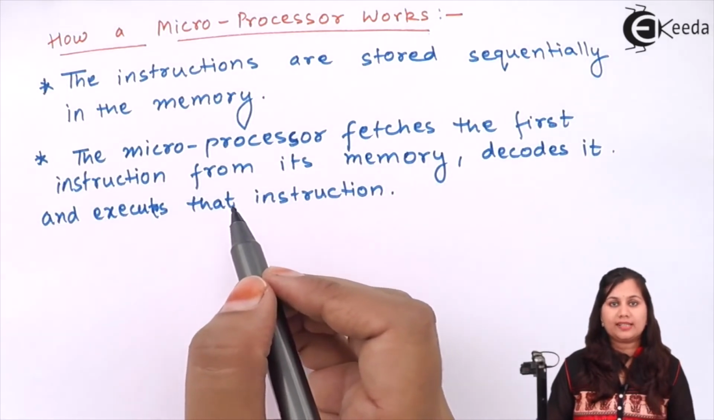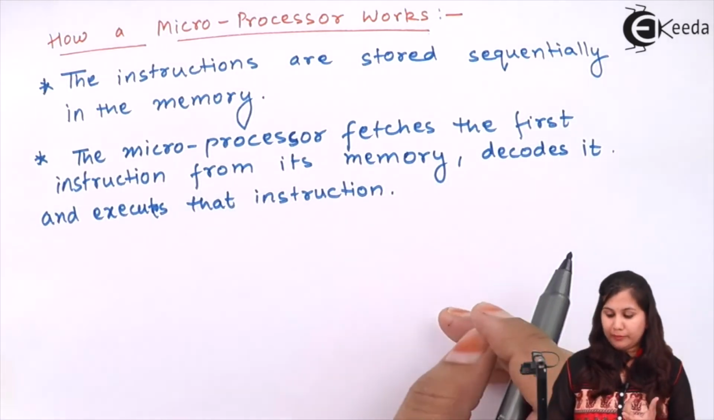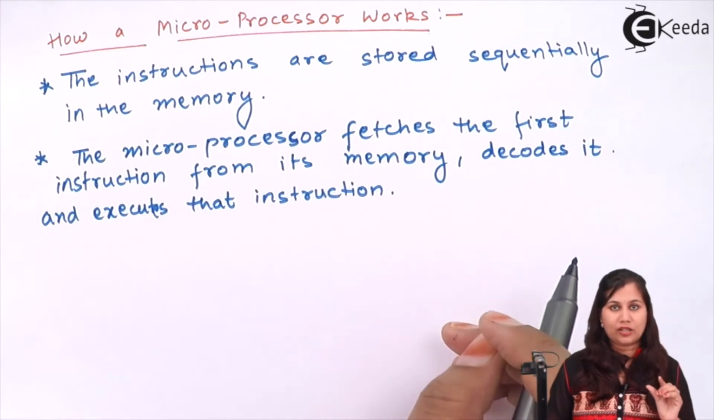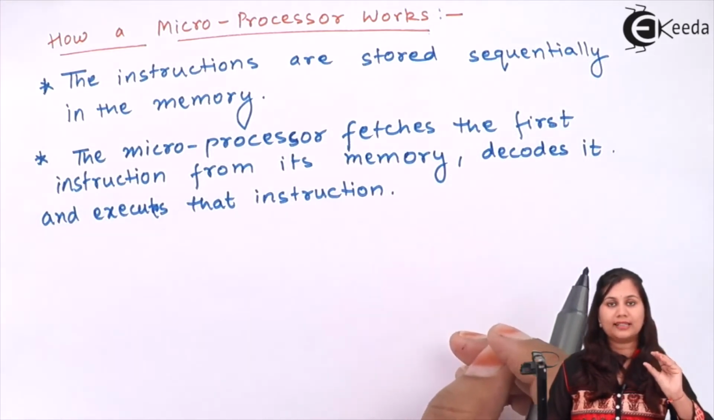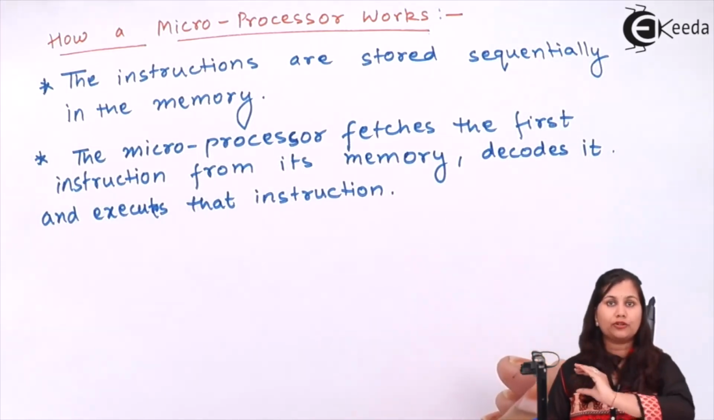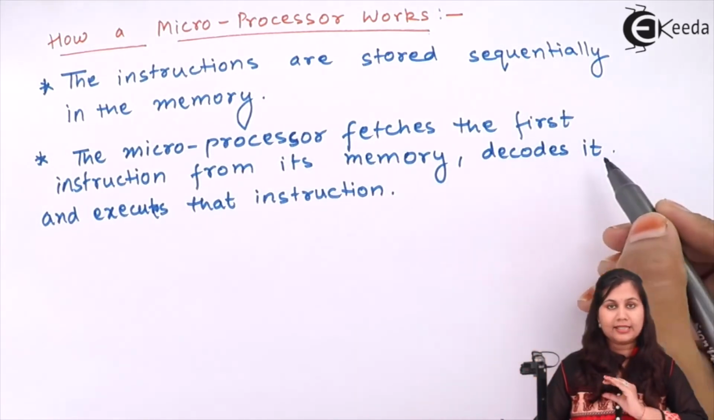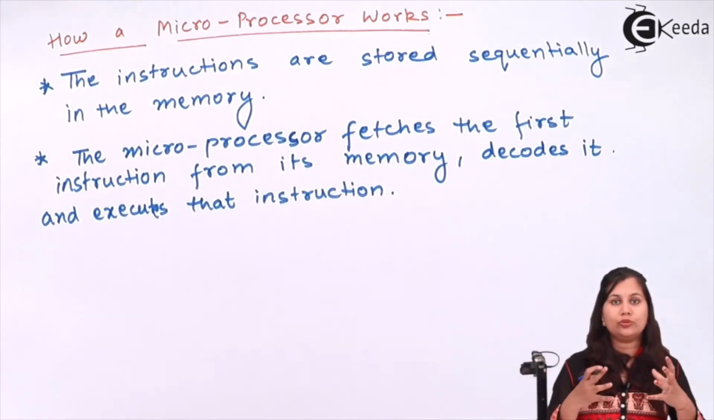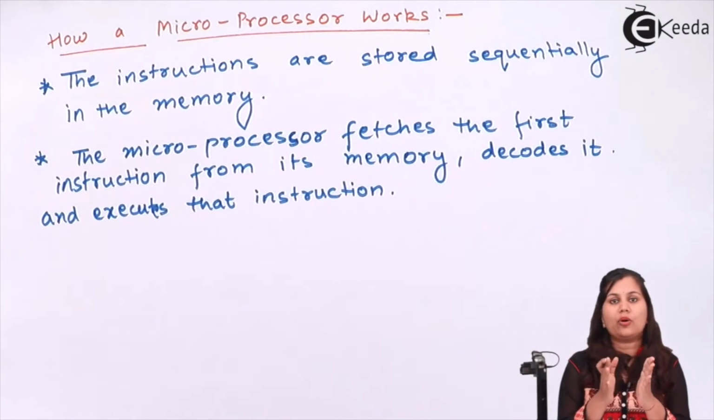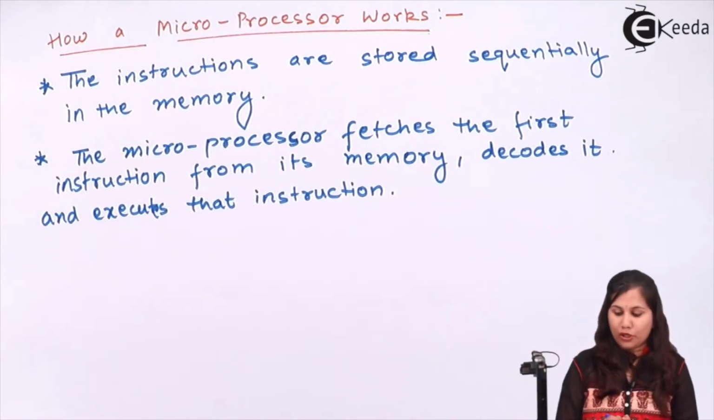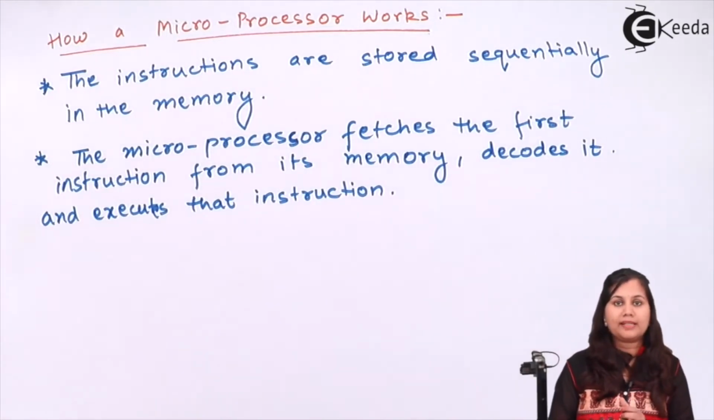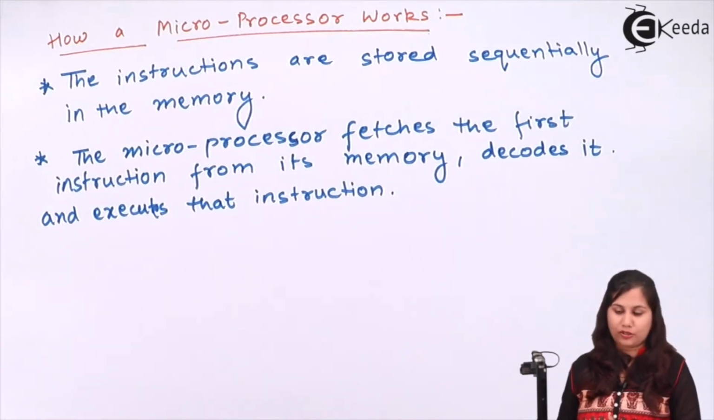Suppose addition is given to it. The microprocessor reads the instruction. If that instruction says that it has to perform the addition of two numbers, then it decodes it and then executes the addition operation on those two numbers. So this is how the microprocessor executes each of the instructions.